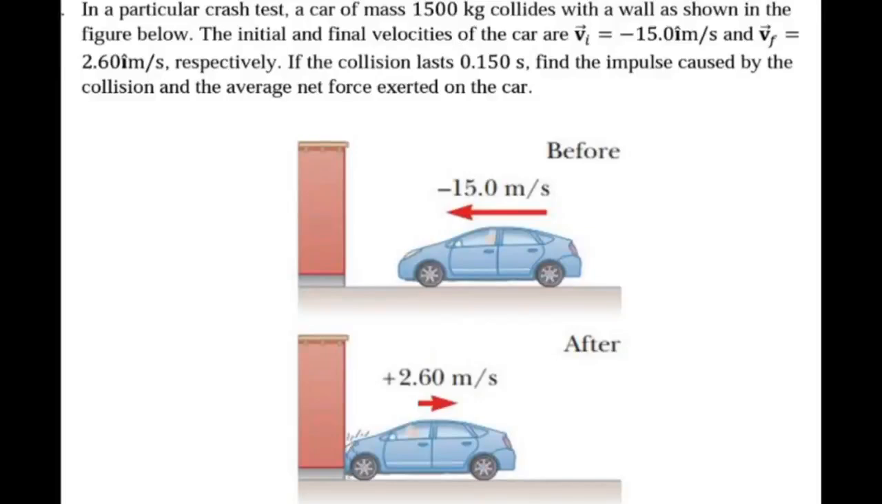So we have this question under momentum and collision. The question reads, in a particular car test, a car of mass 1500 kg collides with the wall as shown in the figure. The initial and final velocities of the car are negative 15 because it was moving to the left, then a positive 2.5 after the collision. The collision lasted for 0.15 seconds. We're told to find the impulse caused by the collision as well as the net force exerted on the car.